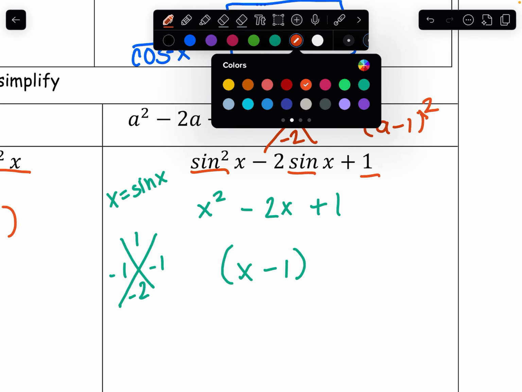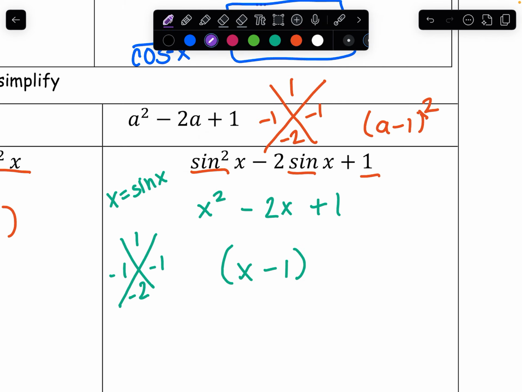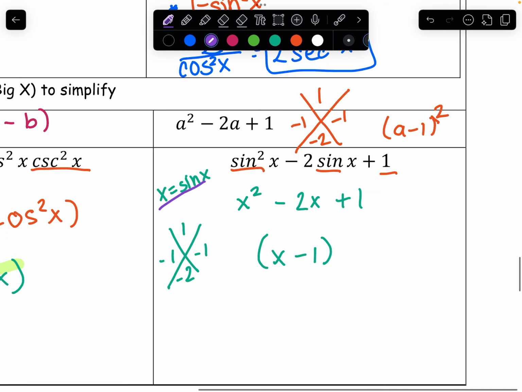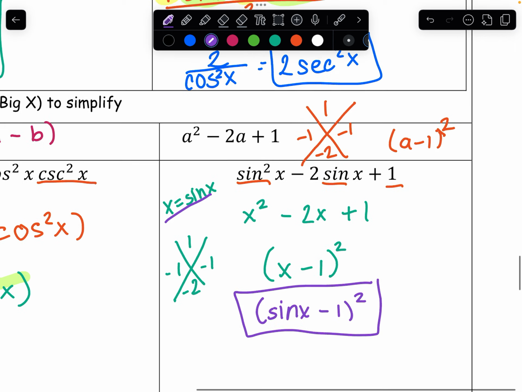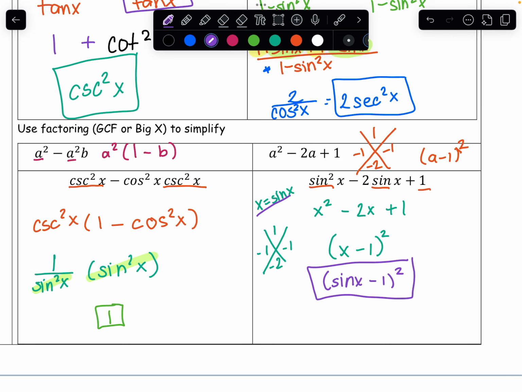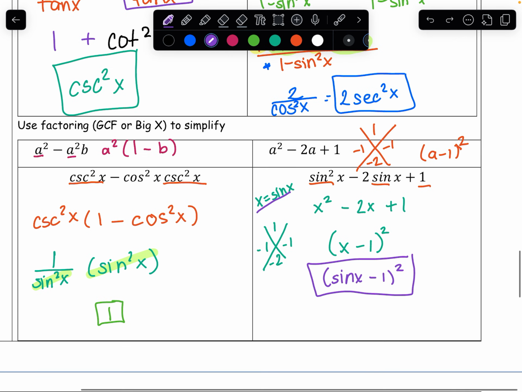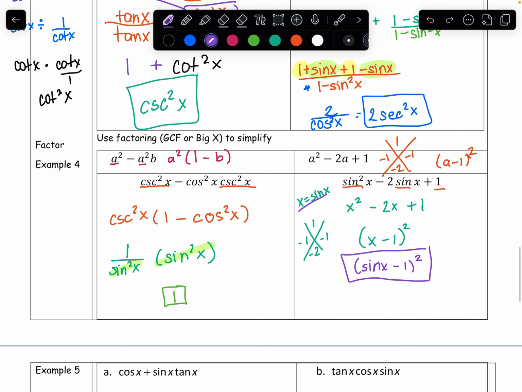Well, we can now bring back in substitution. I forgot the squared. And we can substitute back in sine x for x in x minus 1 squared. And there is your answer. And we actually can't write that as cosine squared x because we can't distribute that squared in. That's a no-go. So that is as far as we can go.